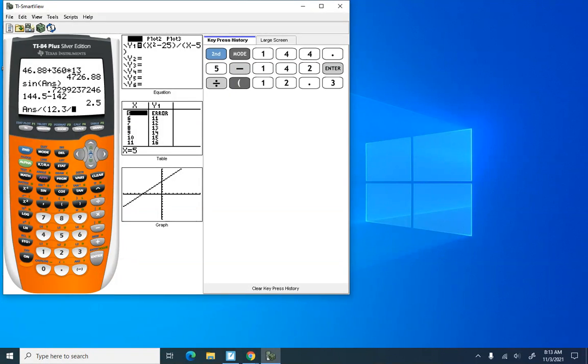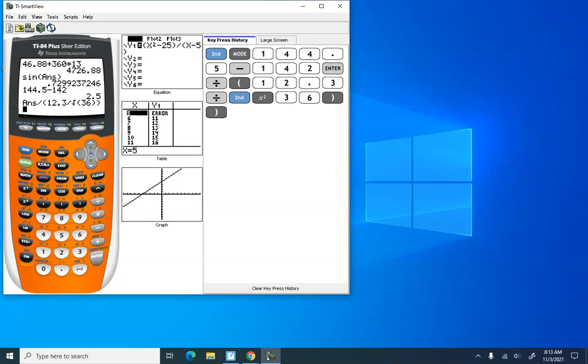12.3 divided by the square root. Well, it gives me a parenthesis there, so I need to close my parenthesis twice. I need to quantify that. I have to close this parenthesis with a radical and close the parenthesis in the bottom. And we should get 1.22.